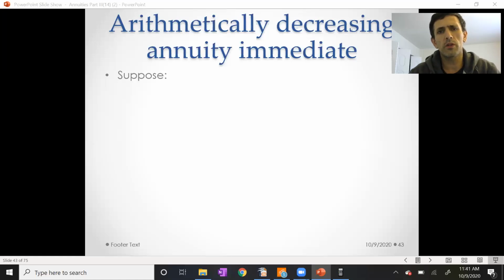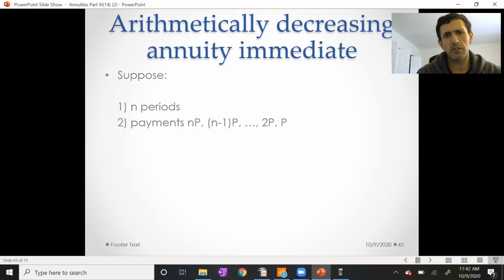Hello, everyone. What I want to do now is talk about arithmetically decreasing annuities, and we'll do an example to show where such annuities appear fairly naturally. So the situation is basically the reverse of arithmetically increasing annuities. Let's say we have n periods and we have payments starting at nP for some P and ending at P. Let's say we have a per period interest rate of j as usual.